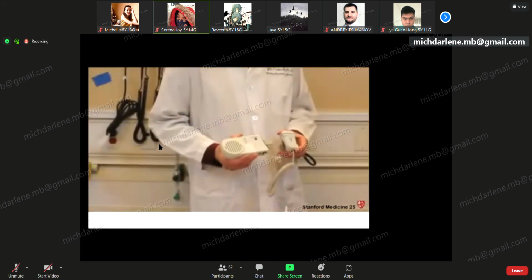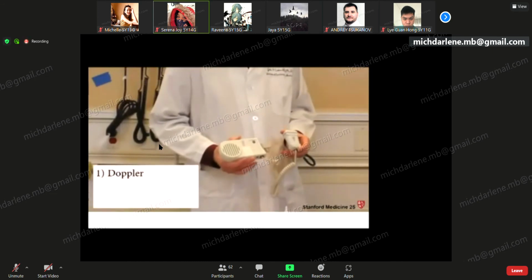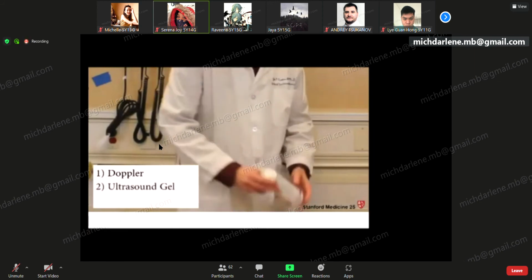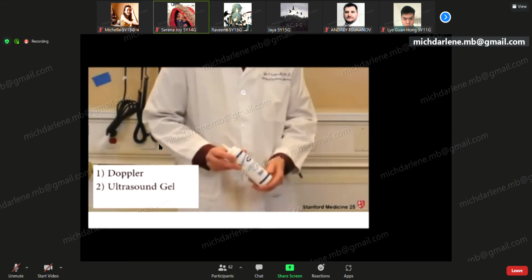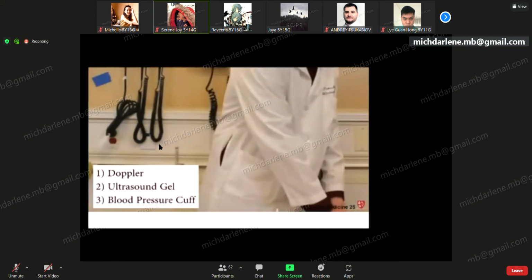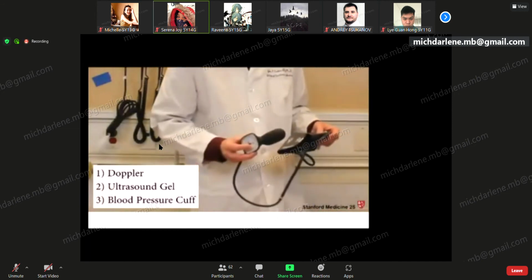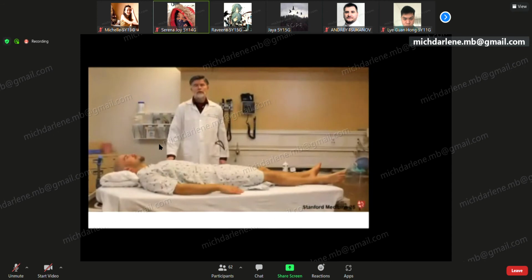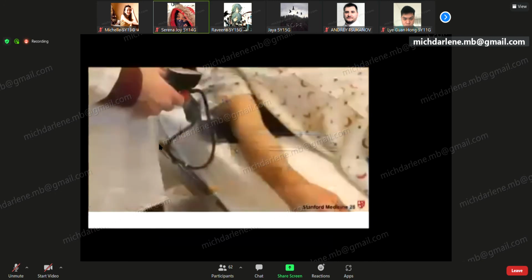For the ankle brachial index, we need a handheld Doppler, some ultrasonic gel, and a blood pressure cuff. We want the patient in a dimly lit, quiet room for about 10 minutes, relaxed, so the blood pressure stabilizes.